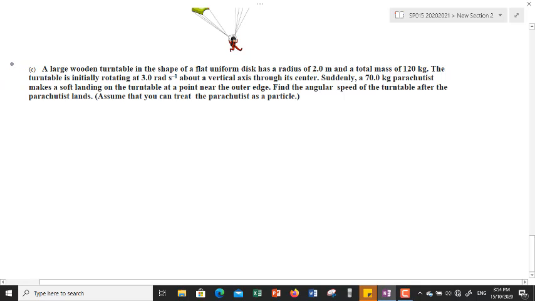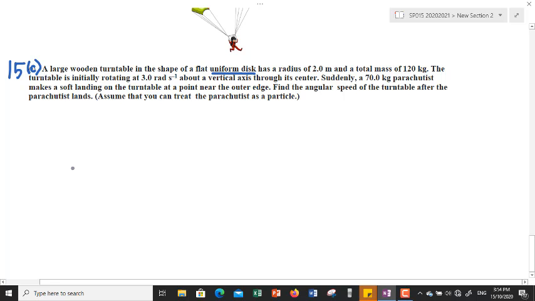So question 15C. A large wooden turntable in the shape of a flat uniform disc has a radius of 2 meters and a total mass of 120 kg.